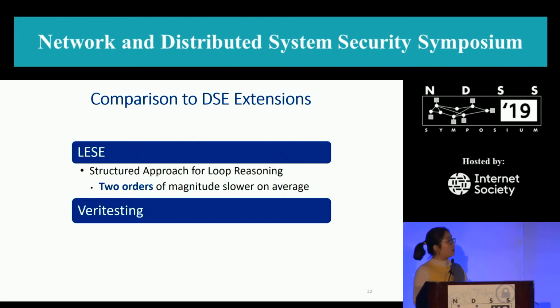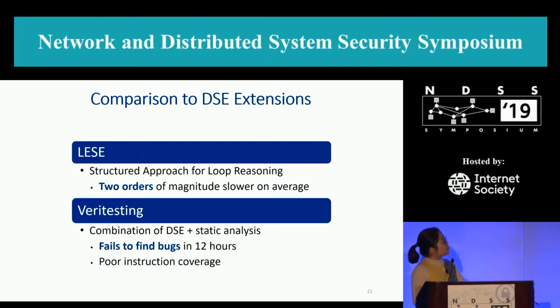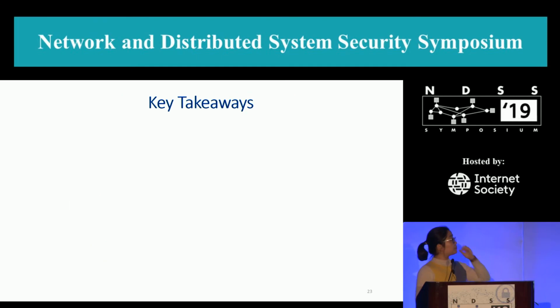And during our experiments on the same benchmark, we found that LESE is actually 2 orders of magnitude slower on average compared with NeuEx. Similar evaluation has already been done on vary testing, which combines both dynamic symbolic execution with static analysis together. And in our experiments, we found that vary testing fails to find the bugs that we tested in 12 hours, mainly due to the poor instruction coverage.